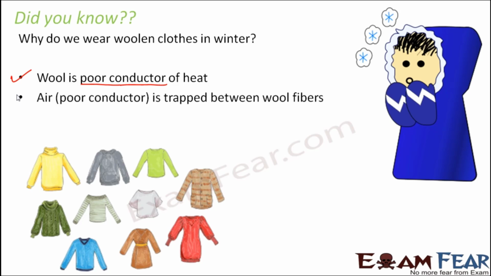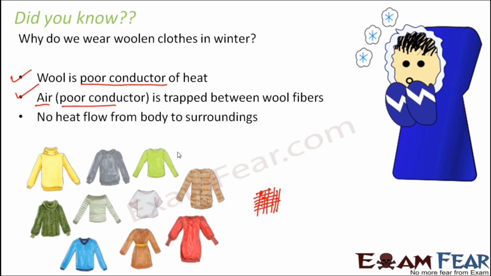And also air is trapped between the wool fibers. If you look at the wool fibers closely, the wool is knit like this, right? So whatever open spaces you have in between them, in these open spaces is air, and air is again a poor conductor of heat. So air also doesn't allow heat to go out. So this air as well as wool, all of them together trap a lot of heat, and therefore we feel warm. And therefore woolen clothes are preferred during winters. So no heat flow takes place from the body to surroundings.